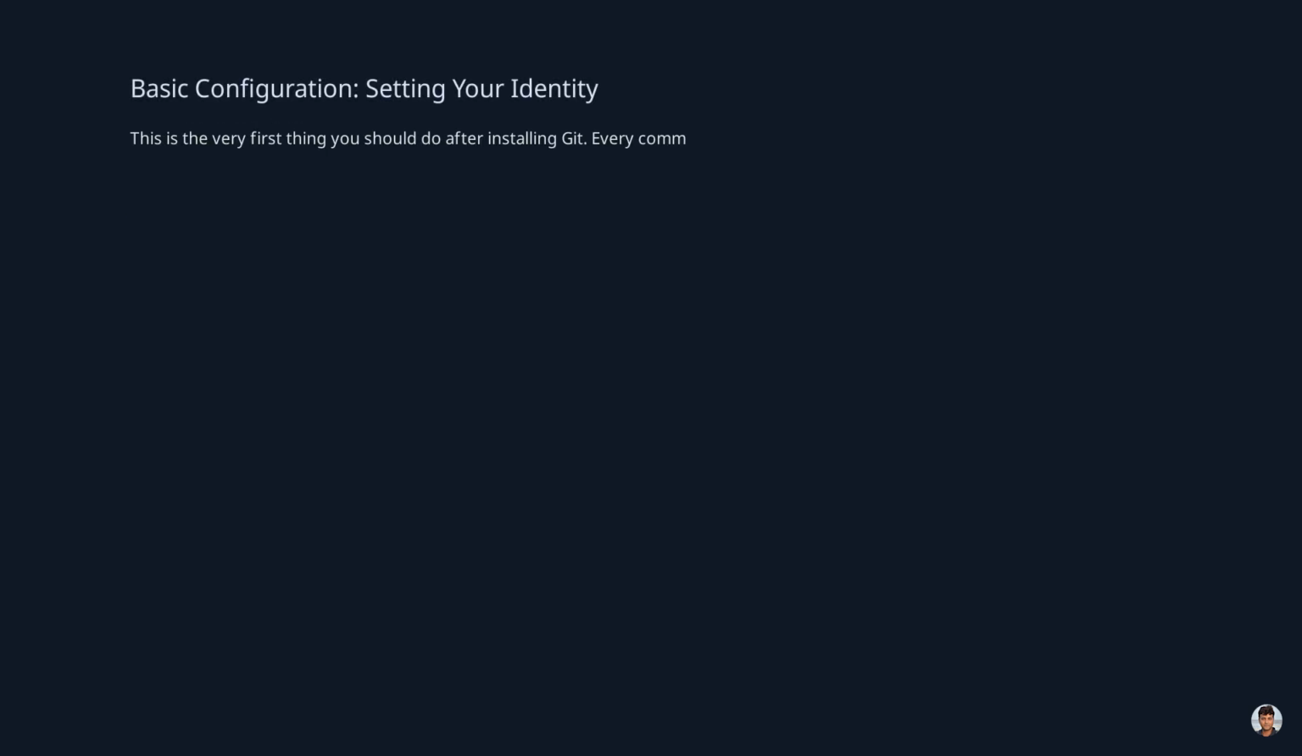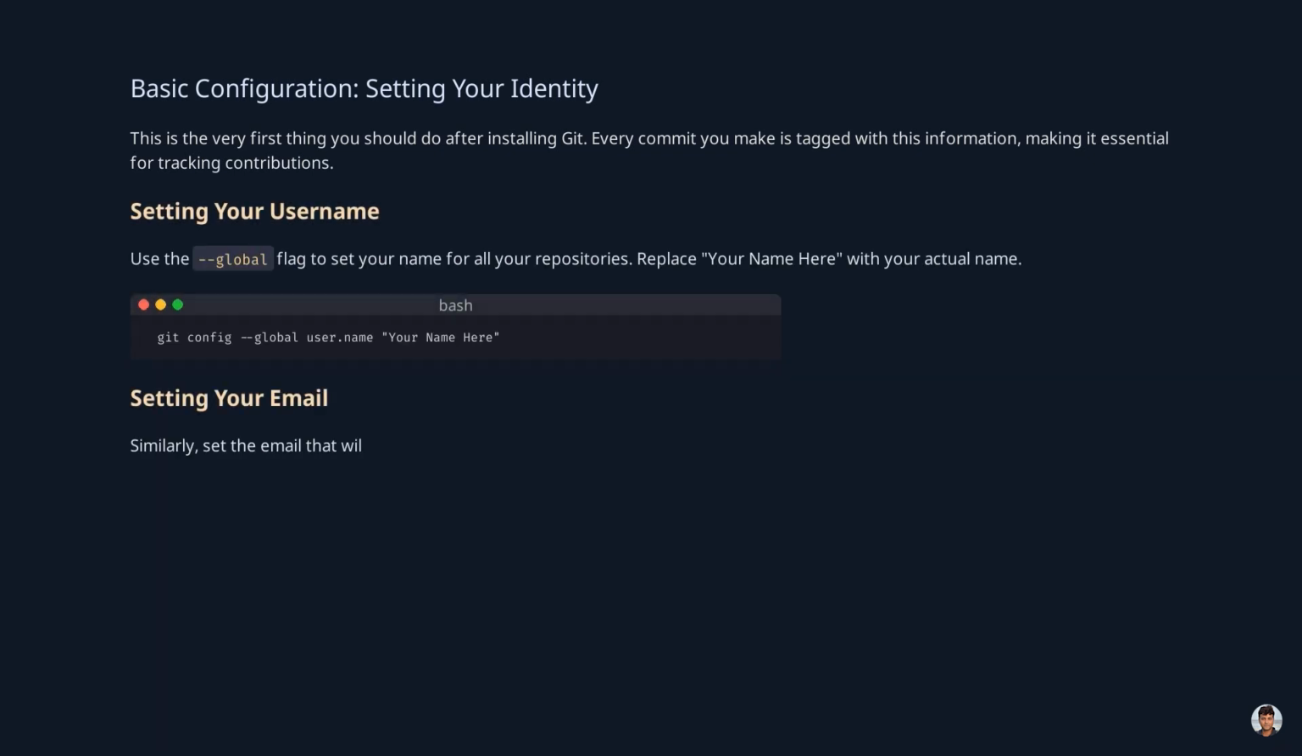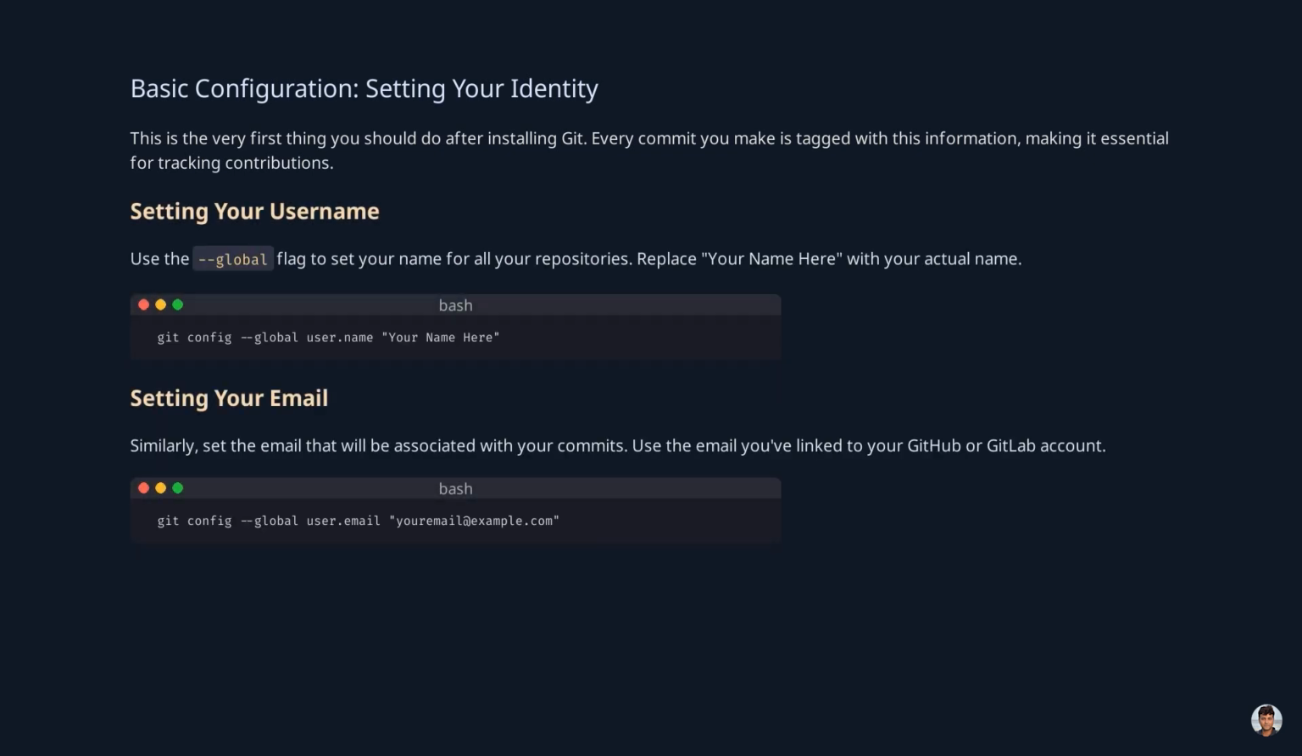Now let's look at the very first thing you should configure: your identity. The very first and most important thing to configure in Git is your identity. Every single commit you ever make will be stamped with this information. It is how your team knows who wrote the code. Let's start with your username.